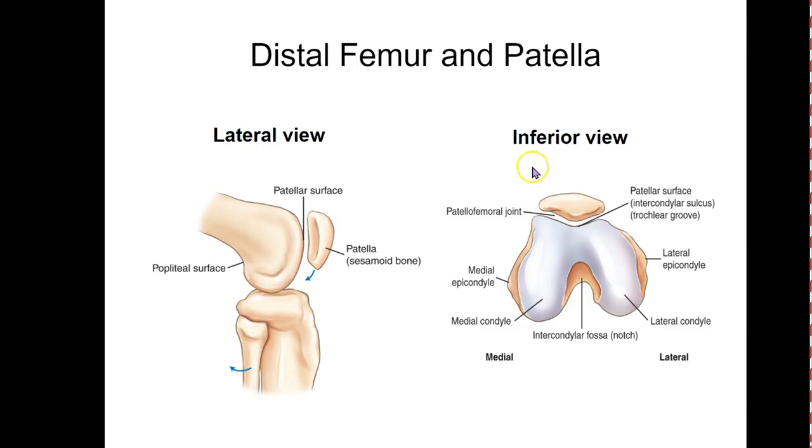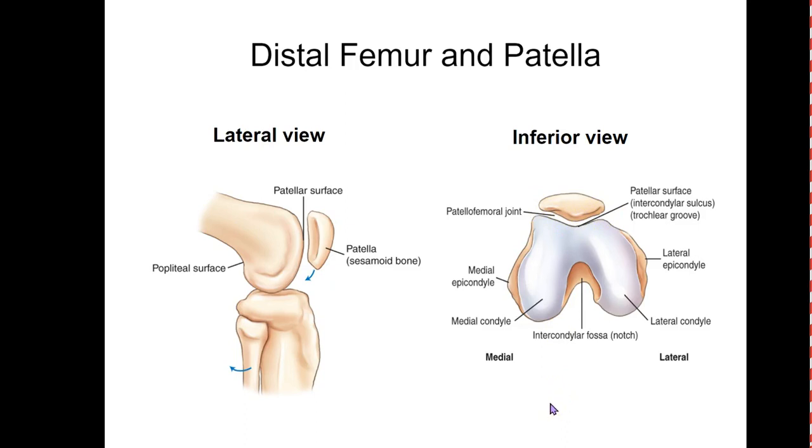So let's orientate ourselves. So here is anterior, here is posterior, and then of course medial and lateral are labeled for you. And again, you can really just appreciate the patellofemoral joint space in this axial or inferior projection.